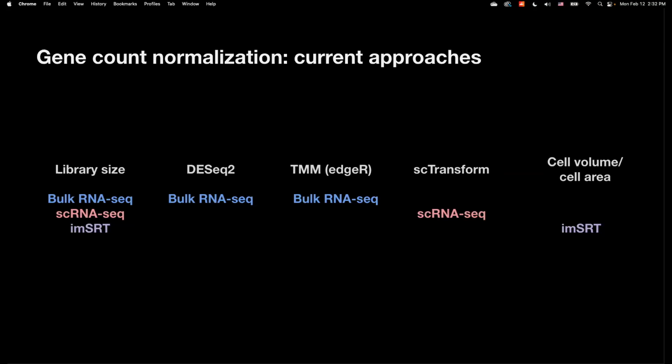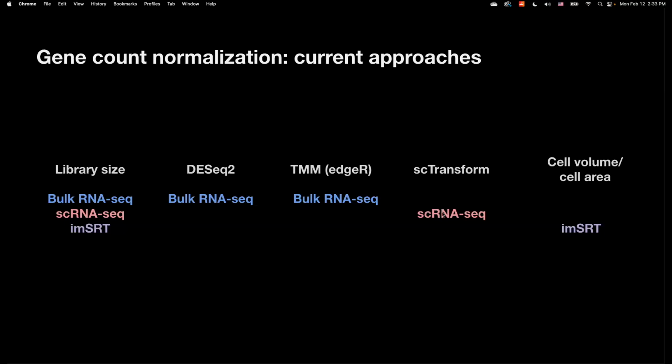There are a number of gene count normalization methods that have been developed over the years. Library size normalization simply scales the number of gene counts for a specific gene in a specific cell by the total number of counts detected in that cell. This method has been applied to bulk RNA sequencing and single cell RNA sequencing, and has also been applied in some imaging-based SRT data. DESeq2 and TMM, as implemented in the edgeR package, were developed for bulk RNA sequencing, and specifically tackle the question of compositional differences in gene expression and how they might confound simple library size normalization.